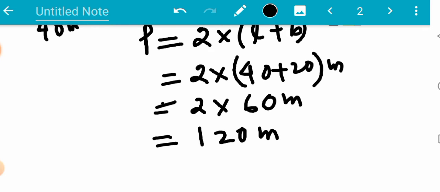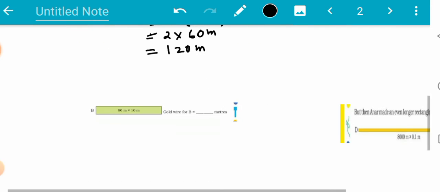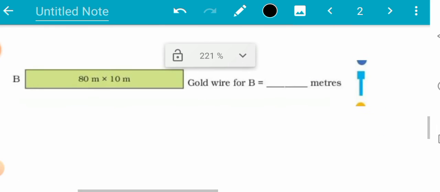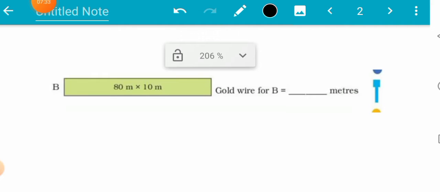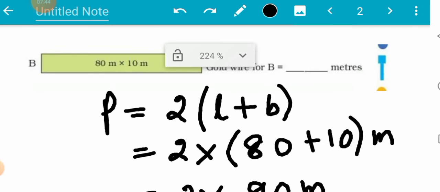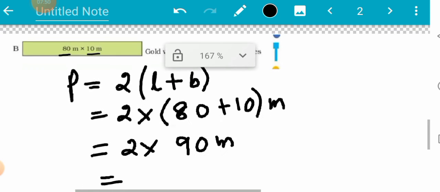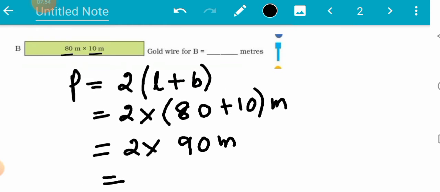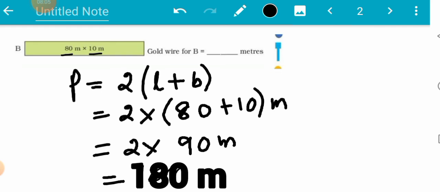Okay, now second part, rectangle B. For rectangle B, the length is 80 and breadth is 10 meter. For the perimeter of rectangle B, we will use the same formula, 2 into L plus B, 2 into 80 plus 10, 2 into 90, that is 180 meter. Perimeter is increasing as he is changing the length and breadth.